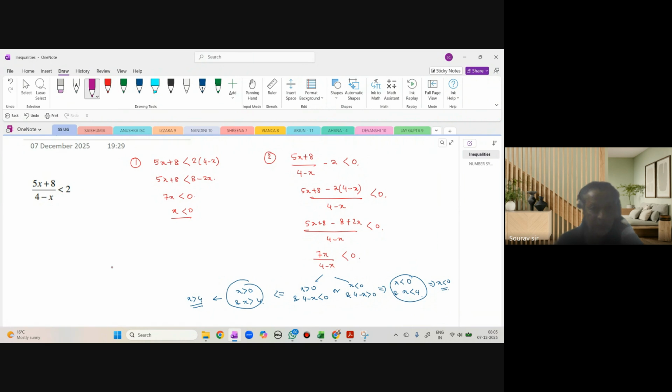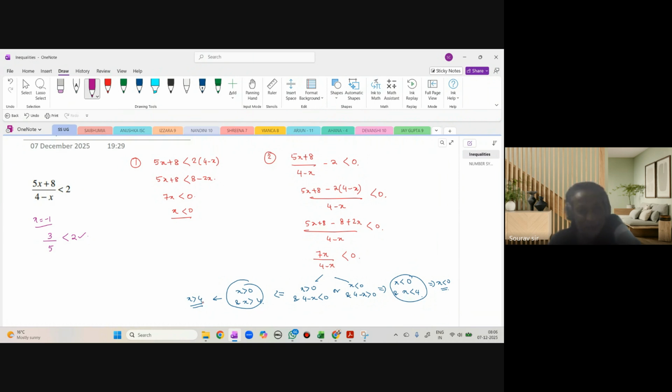Okay, let's check it out. So x less than 0, take any value of x, say x equal to -1. So if I put x equal to -1, then I get (-5 + 8)/(4 + 1). So 8 - 5 is 3, by 4 + 1 is 5. 3/5 is less than 2, which is correct. So x less than 0 is giving me a correct solution, right?